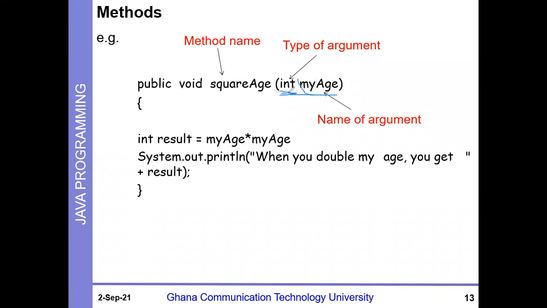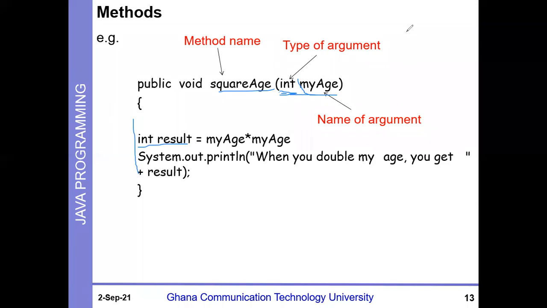In this case, it's saying that within this method, from opening to closing, anytime you invoke or call this method, it's going to run this. It's going to declare a variable called result. Then it's going to take my age and multiply it by my age. So if it is 10, it's going to take 10 and multiply by 10. And then it will say, when you square my age, you will get this. It will concatenate the result in there.